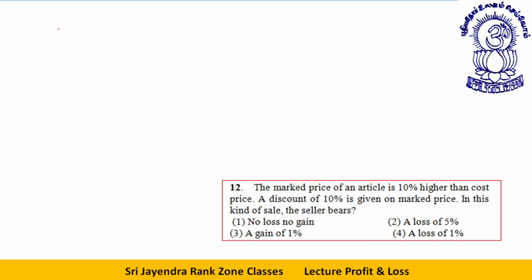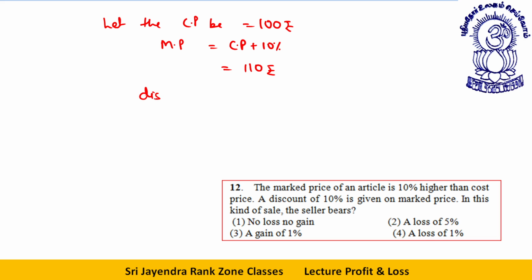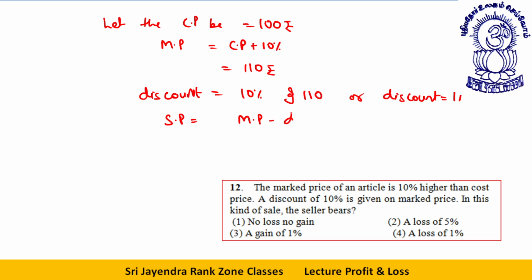The marked price of an article is 10% higher than the cost price. Let the CP be 100 rupees. Marked price will be CP plus 10%, that is 110 rupees. A discount of 10% is given. Discount is given how much? Discount is equal to 10% of 110, or discount is equal to 11 rupees. Selling price will be what? Selling price will be marked price minus discount, that is 110 minus 11, that will be 99.